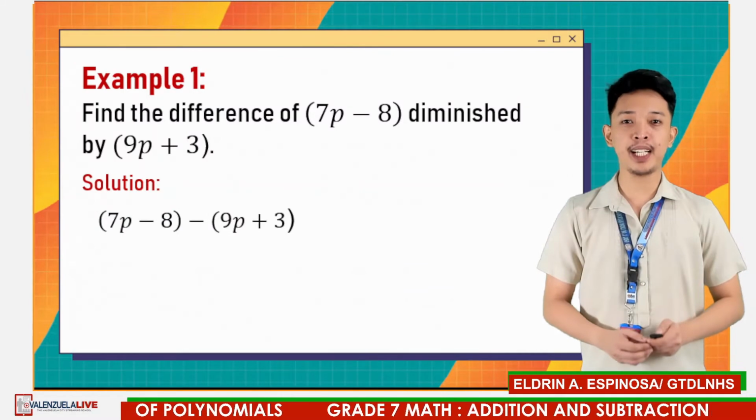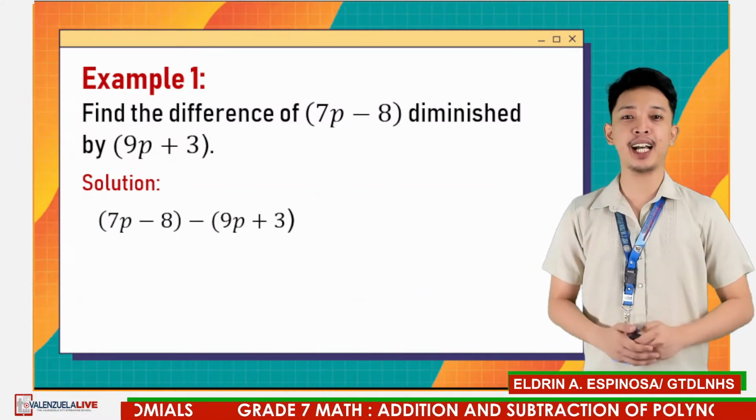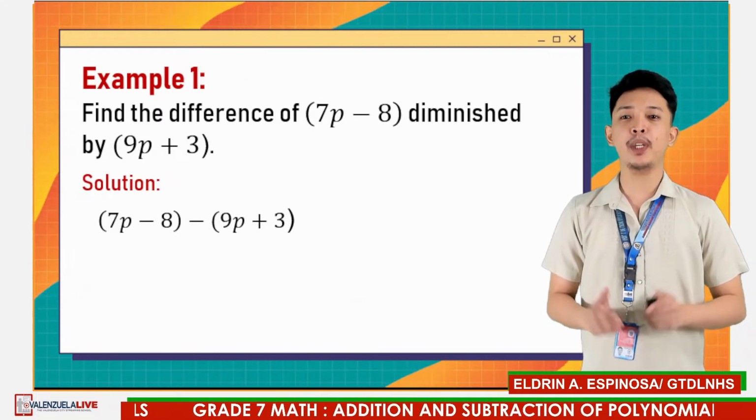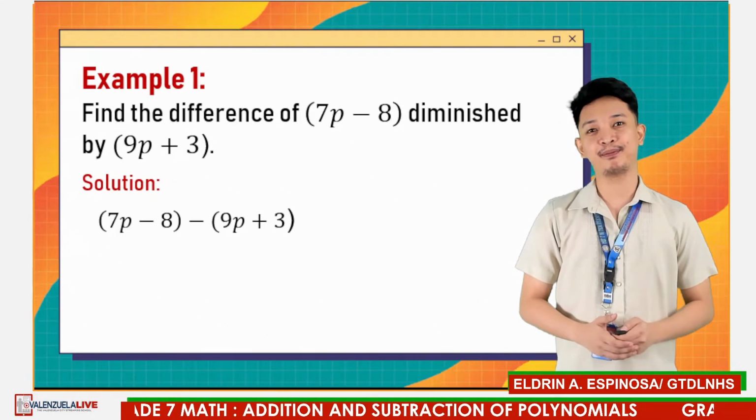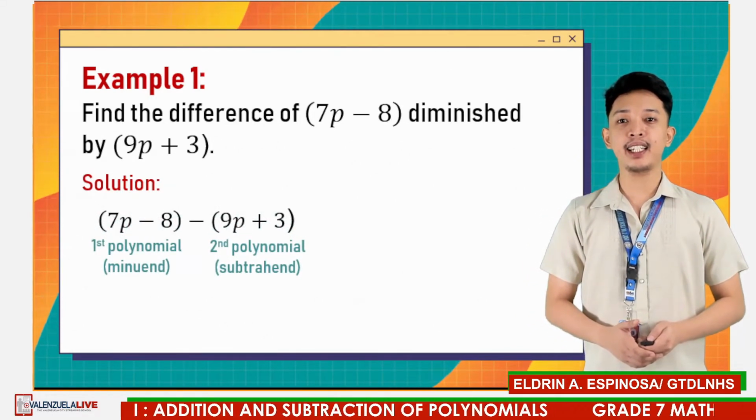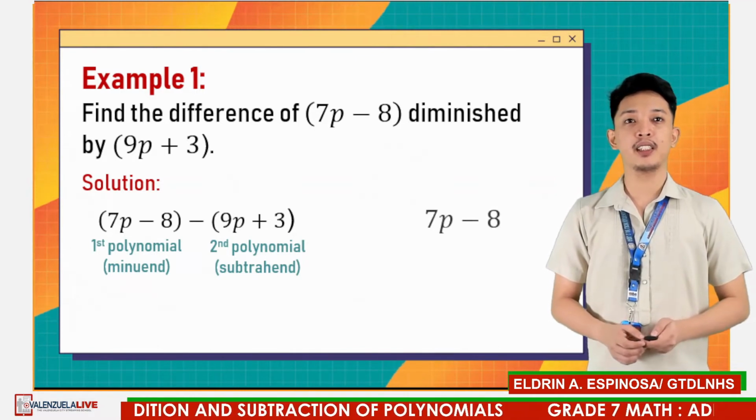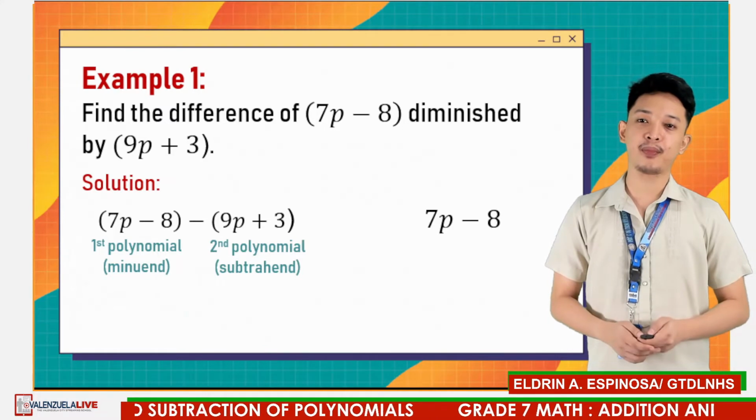We can also subtract this problem using columns, but be extra careful when subtracting this vertically. We can only subtract straight down if the similar terms are lined up. Let's begin. First, write the minuend. 7p minus 8. Keep it the same.